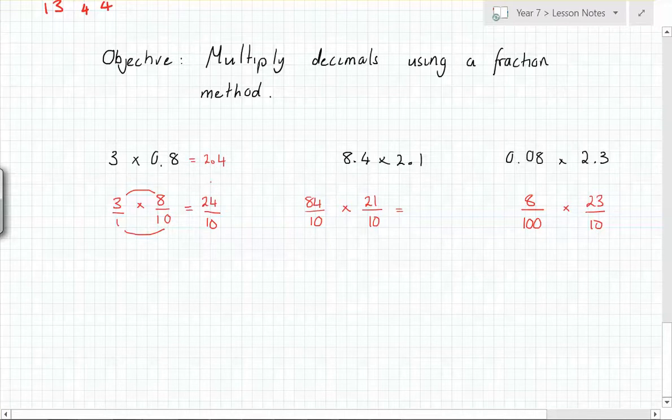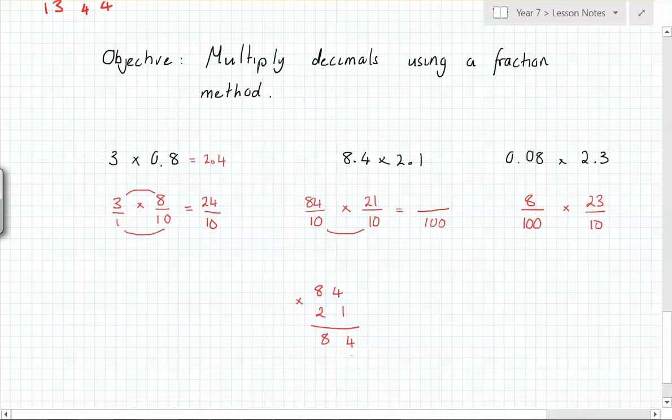So could we do more? What's this next one then? It'll be 84 times 21. What's it going to be over first? Because that's easy. 10 times 10 is 100. And then we've got to do 84 times 21. This is why we've been practicing the long multiplication method. We haven't got a calculator. So 1 times 4 is 4, so you write a 4 under. 1 times 8 is 8, so you write the 8.